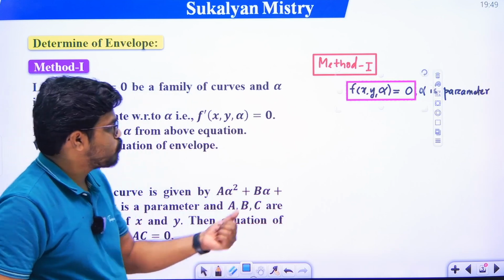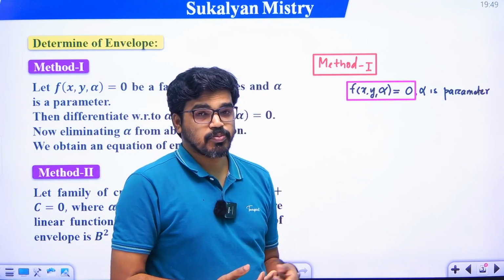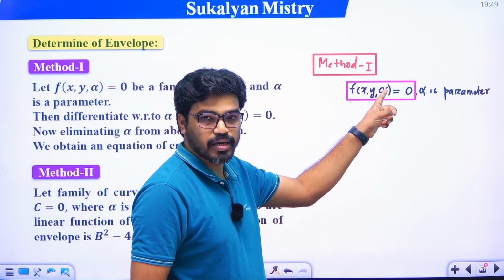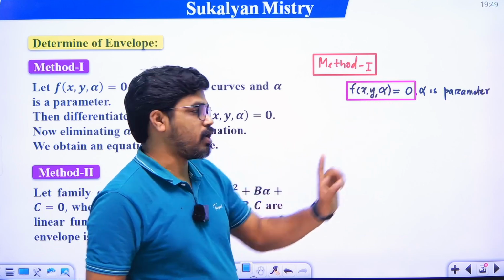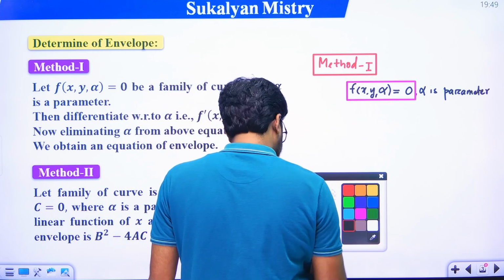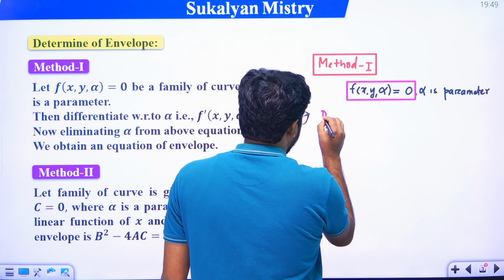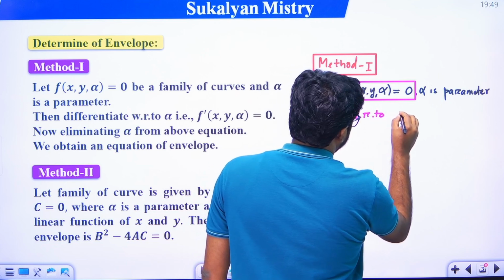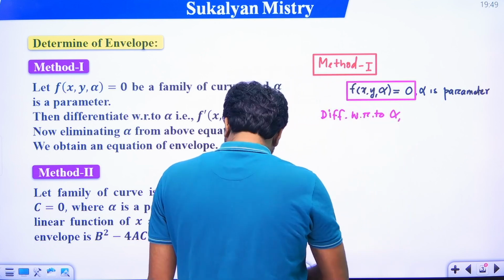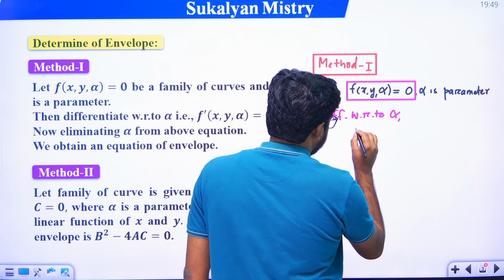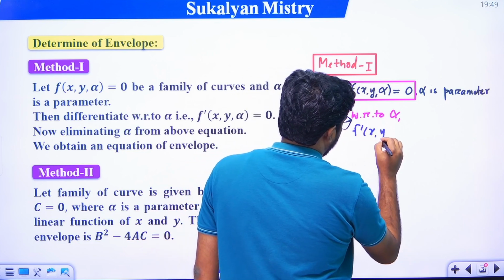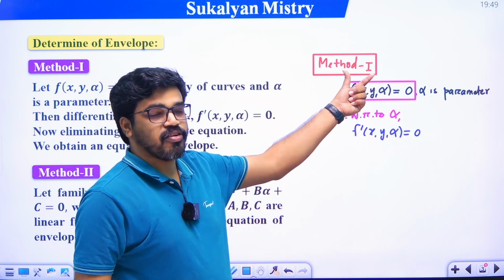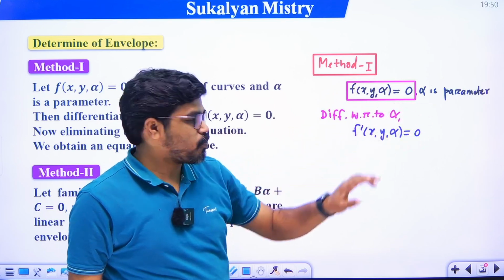So first, what will you do? Differentiate. With respect to what? With respect to the parameter, alpha. So differentiate with respect to alpha. What do we get? That means f dash (x, y, alpha) is equal to 0. So this is the given family of curves, and we differentiate with respect to the parameter.